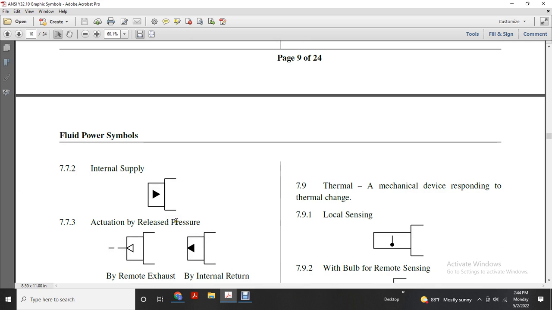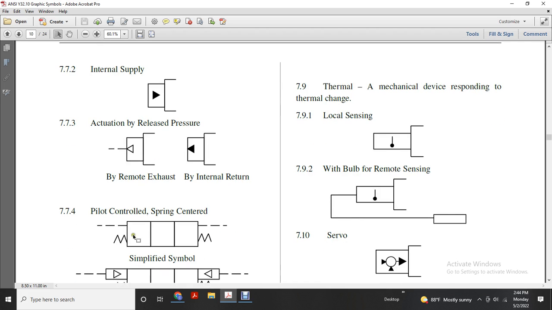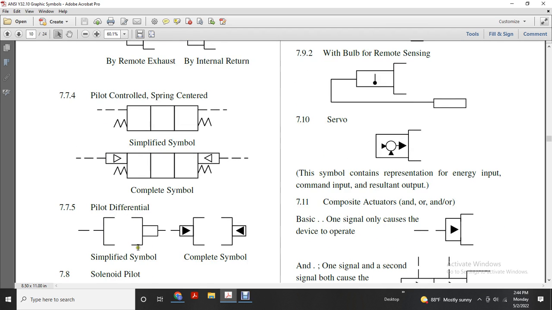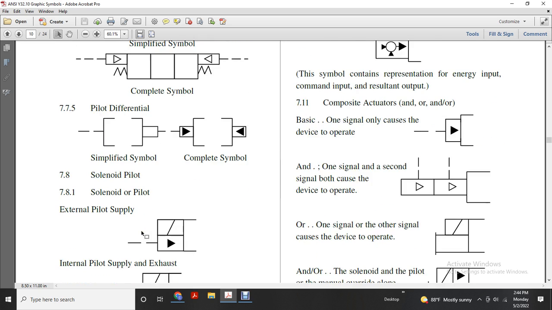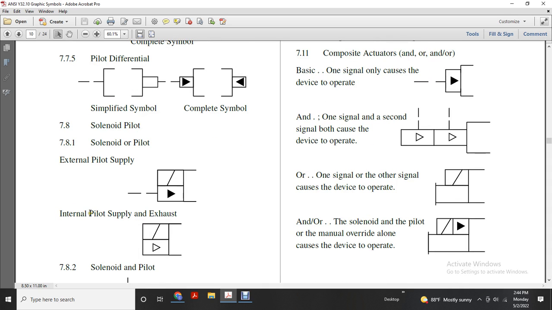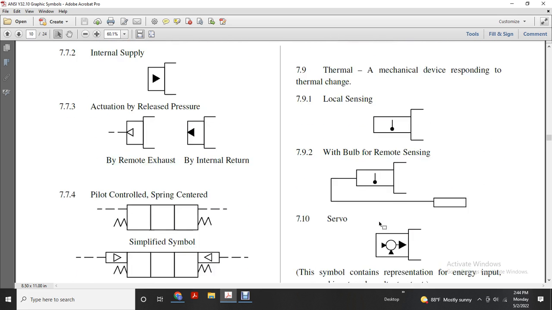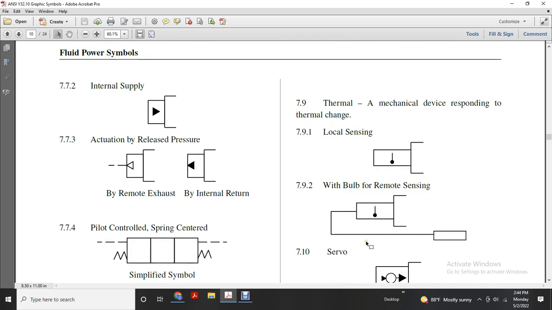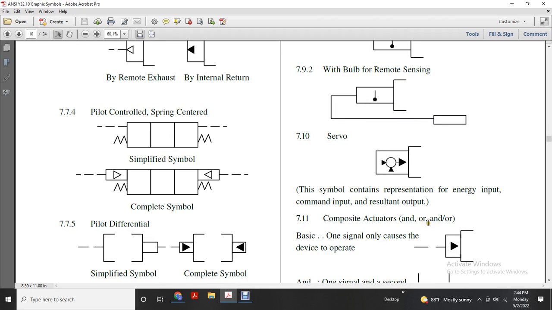Internal supply, actuating release pressure, remote exhaust, remote internal return, pilot control spring centered, simplified symbol, complete symbol, pilot differential, simplified symbol, complete symbol, solenoid pilot, solenoid or pilot, external pilot supply, internal pilot supply and exhaust, solenoid pilot, thermal and mechanical devices that respond to thermal change, local sensing, bulb remote sensing, servo symbol contains representation of engineering input and result and output, composite actuator.